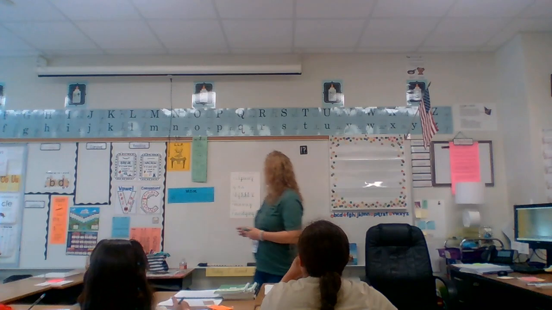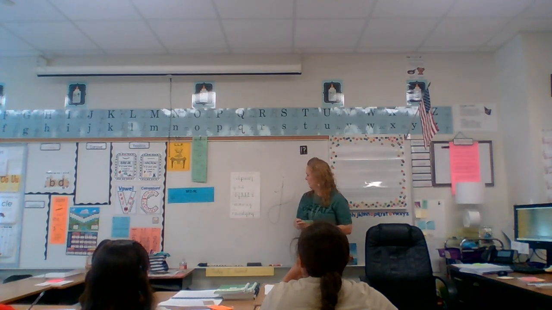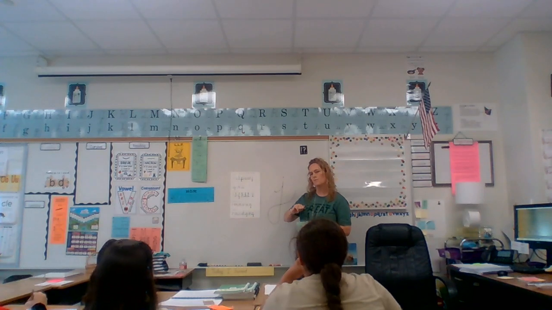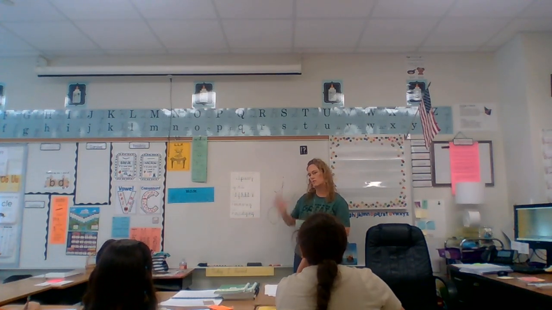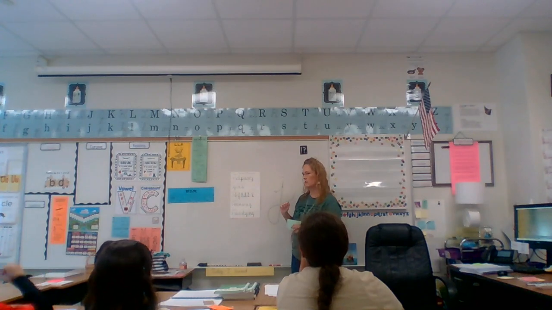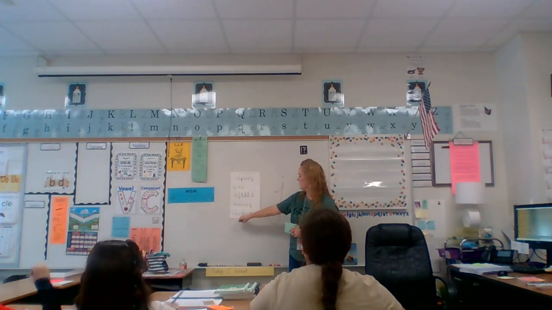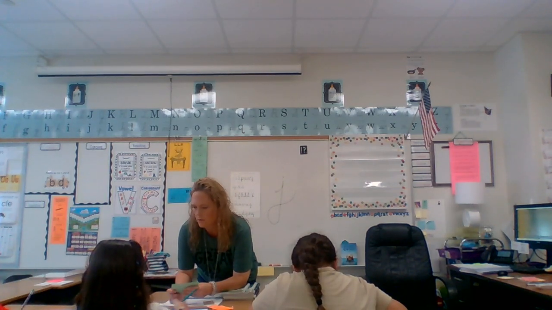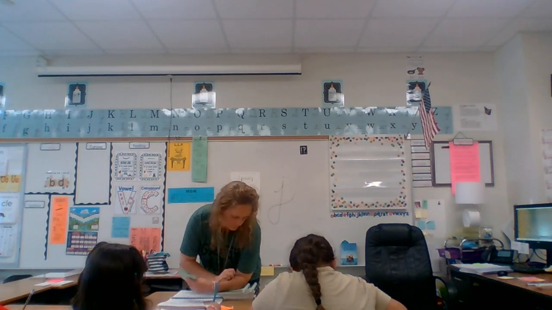D, D, D, D. All right, which one is D? Does it have a circle first or line first? Circle. So it's going to be this one. Excellent. Good. All right, what letter is that? Yep.